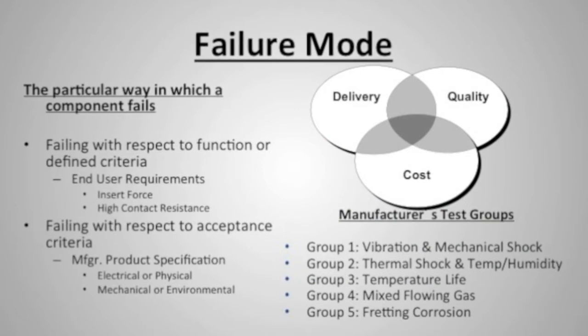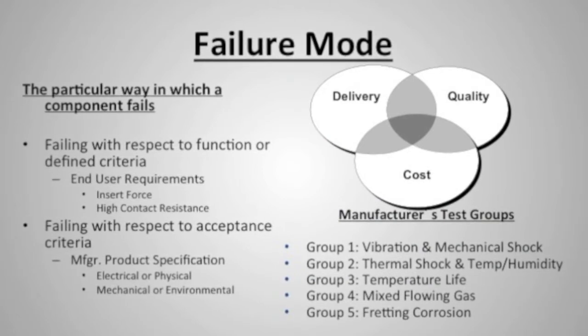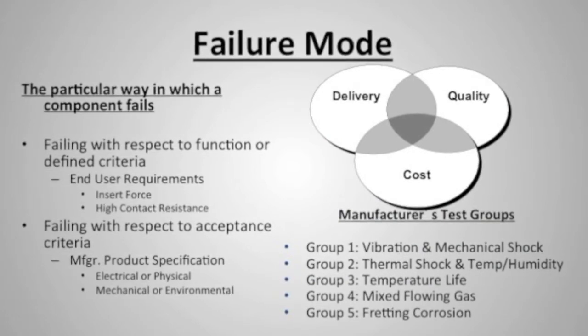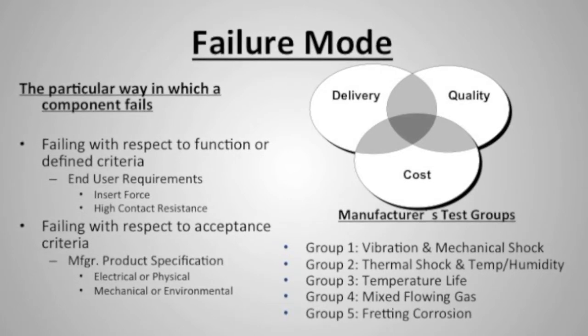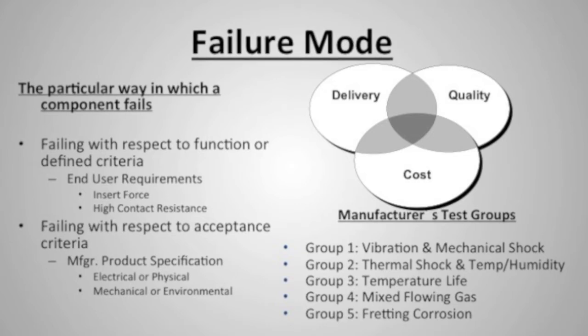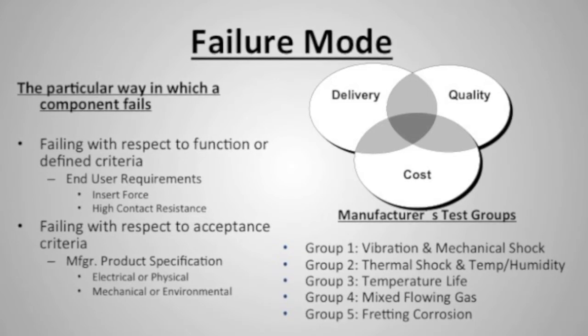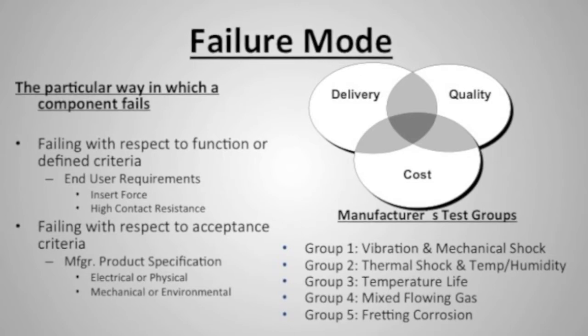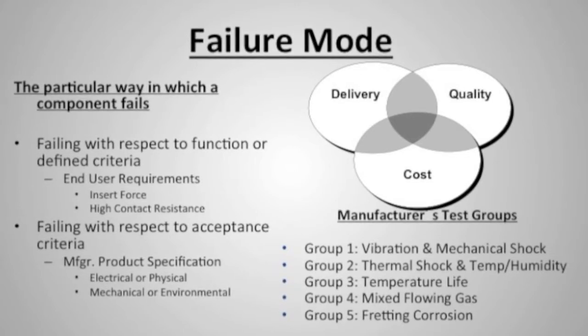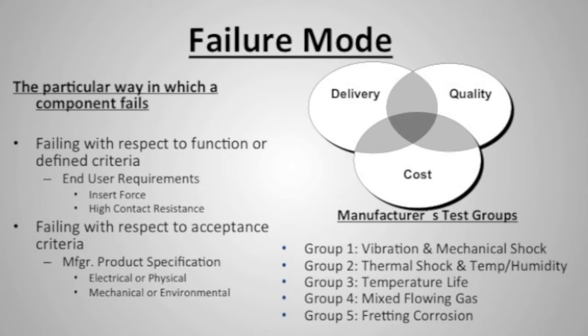In terms of failure mode, this focuses on the way that a component fails. It could fail functionally, or it could fail with respect to some defined criteria. A functional failure is one that does not meet end-user requirements, such as having too high an insertion force or exhibiting excessively high contact resistance.